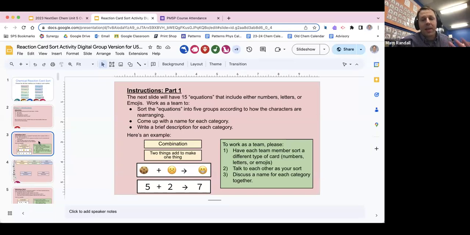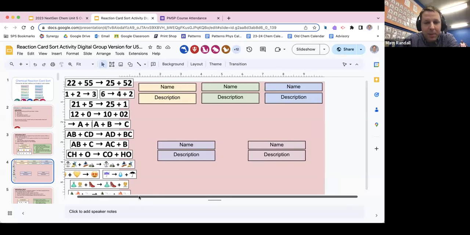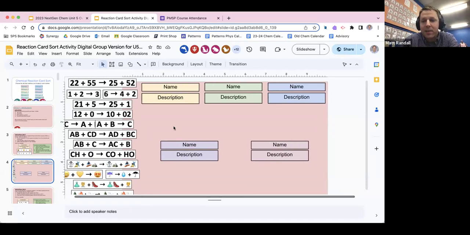And often that can help lead to coming up with a name. Like, what do you see happening? And we're focusing on how the characters are rearranging. So there's a little note about how to work as a team. One way to do that is to have each person sort, in this task, a different type of card, sort numbers or letters or emojis, and then talk as you do it, and then discuss the names for the category. And then you'll see there, hopefully you're able to move around in the slide and grab those things. There's the places for the 5 categories.